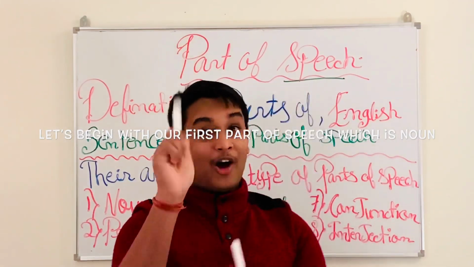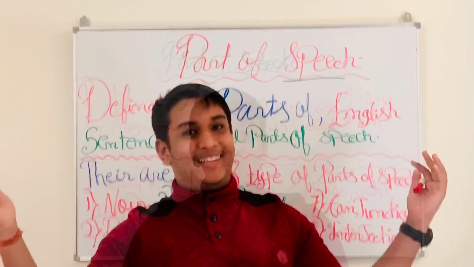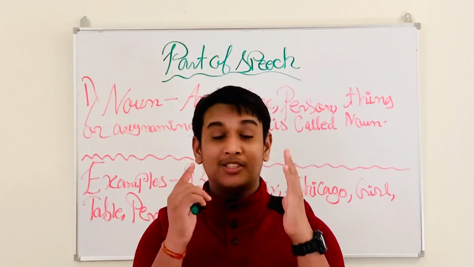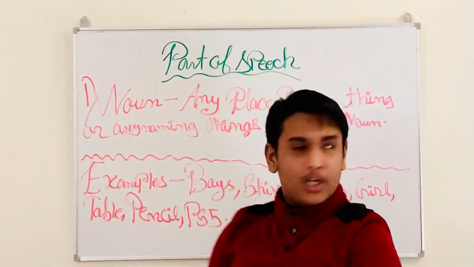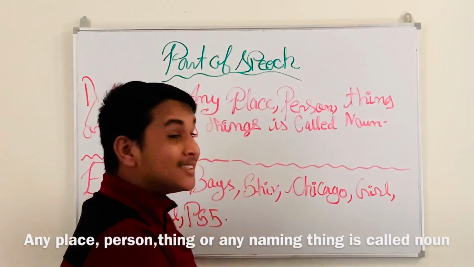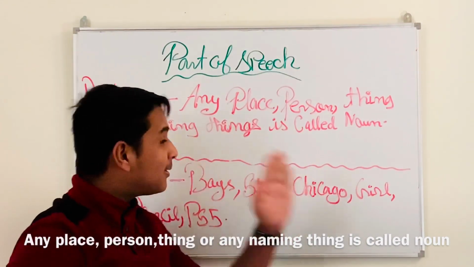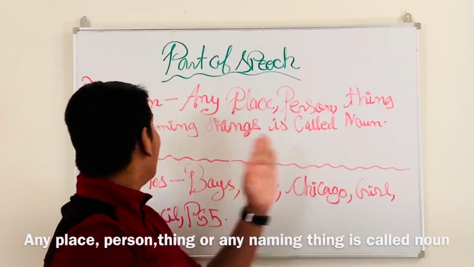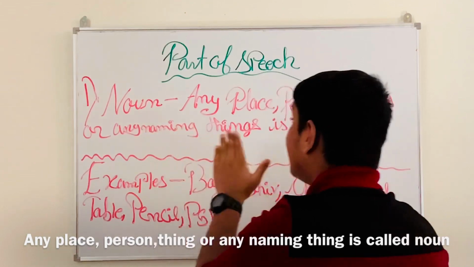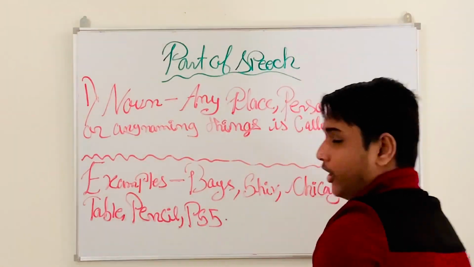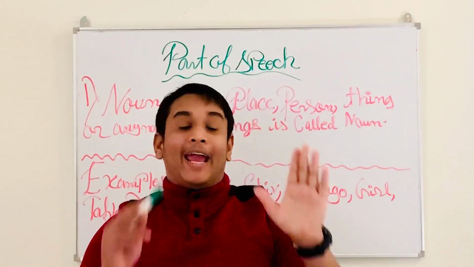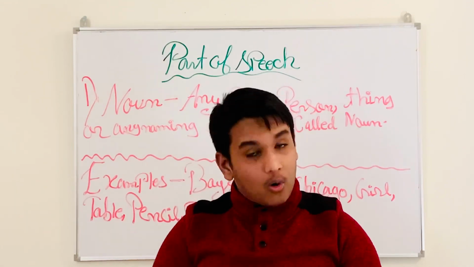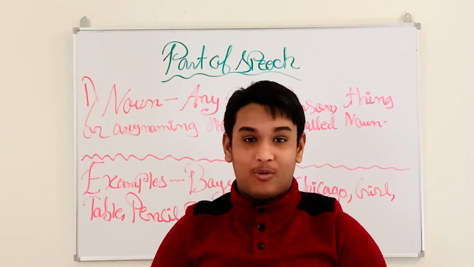So let's begin with the first part of speech, which is called noun. What is the definition of noun, friends? Any person, any place, or any naming thing is called a noun. Listen, anything that has a name in the world is called a noun.